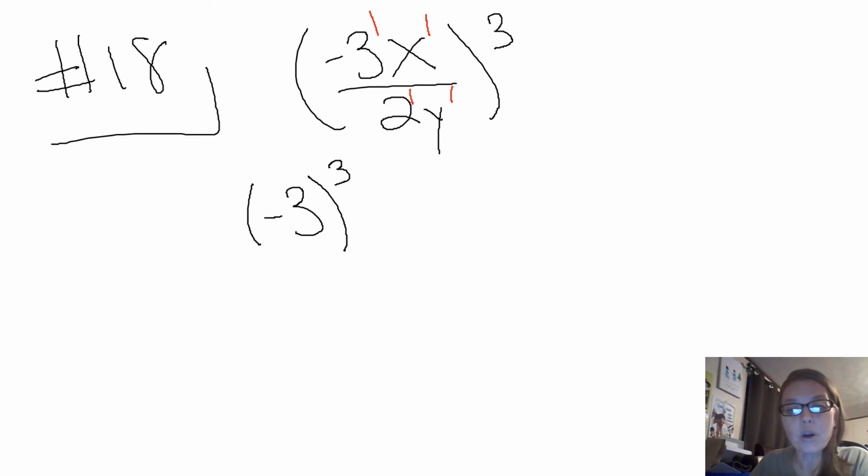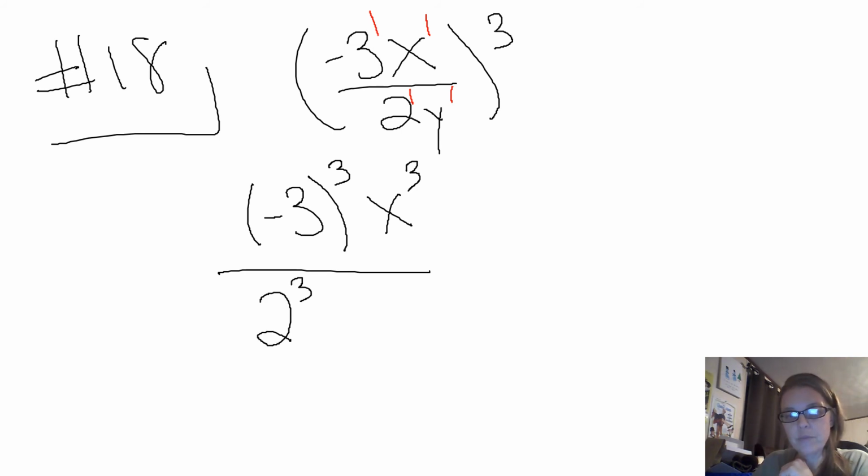Remember, negatives have to be squared and cubed and fourth rooted and all those things when it's in the parentheses. x to the first power cubed becomes x cubed. 2 to the first power cubed becomes 2 cubed. y to the first power cubed becomes y cubed. There's my third step. I've distributed my exponent in using multiplication. Now my last step is to simplify what can be simplified.